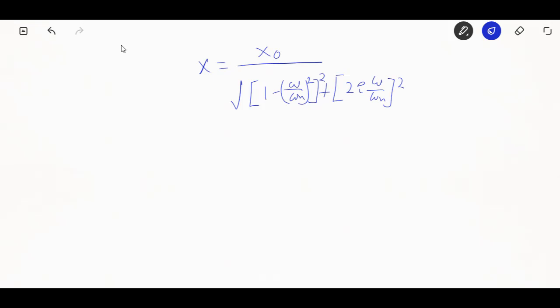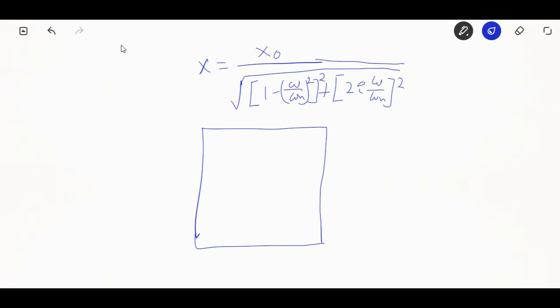If we see in that case, we wrote the equation earlier. This is x equal to x naught under root of (1 minus omega by omega n squared) plus (2 xi omega by omega n) squared, right? Now if you analyze this equation, we can make a plot right here to see the different variations. This side represents omega by omega n, let us say this is the ratio r, so the vertical axis will represent this ratio.